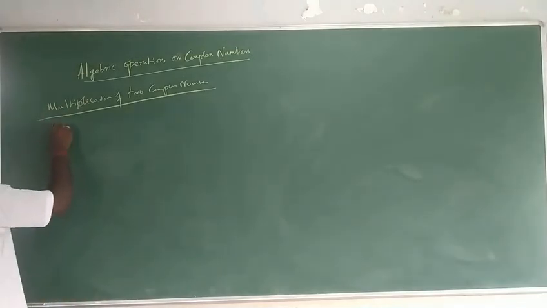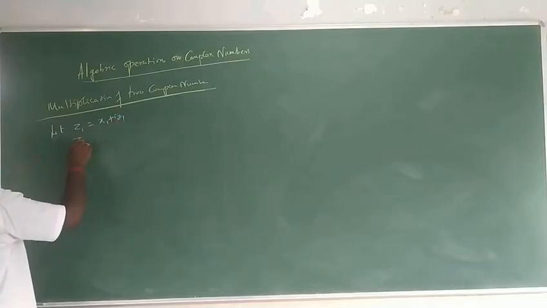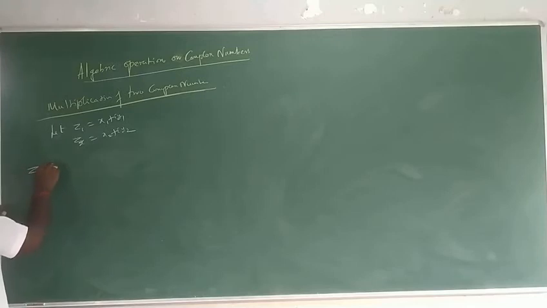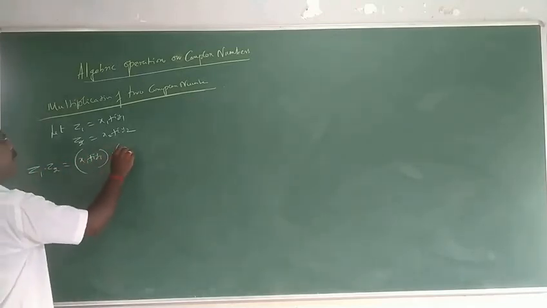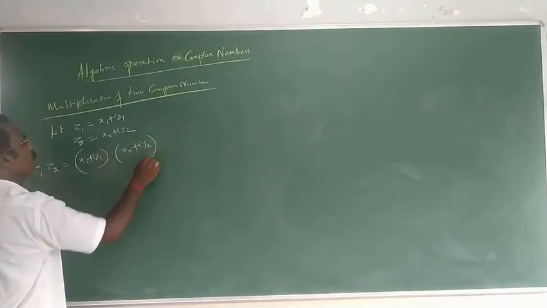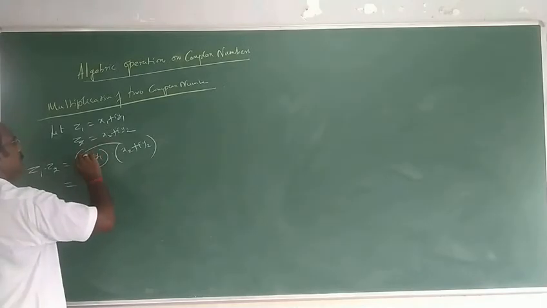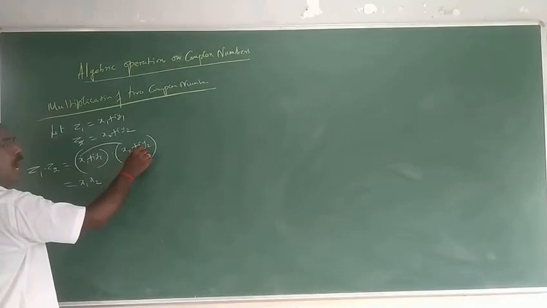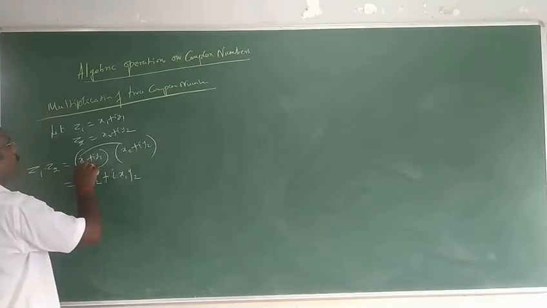Let Z1 equal to x1 plus iy1, Z2 equal to x2 plus iy2. Z1 into Z2 is x1 plus iy1 into x2 plus iy2. So x1 into x2, the product of the two. Next, x1 multiplied with iy2, that is i into x1 y2. So x1 multiplies with the two numbers, that is x2 and iy2.